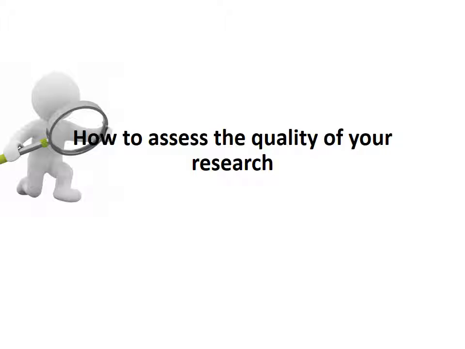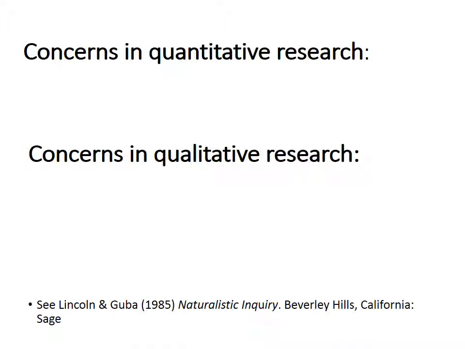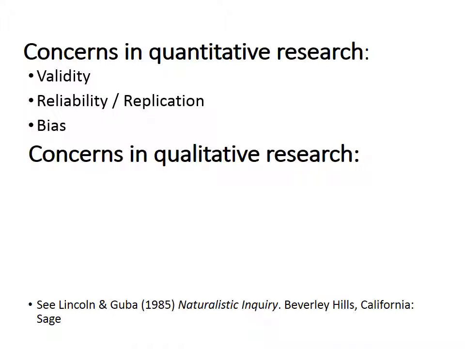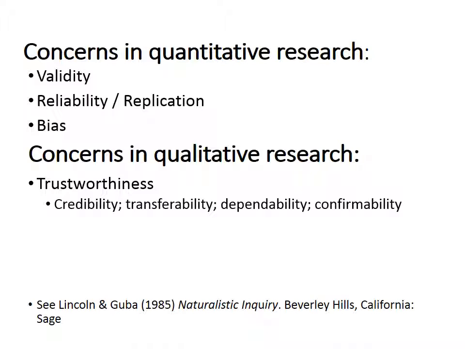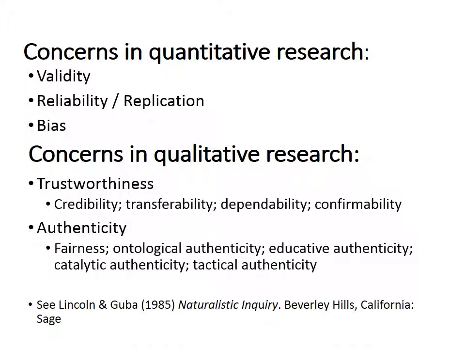Okay, the final section. Think about how we're going to assess the quality of your research. We know there's concerns with both quantitative and qualitative research. There's concerns around validity, reliability, and bias, trustworthiness, and authenticity. But what does this all mean?